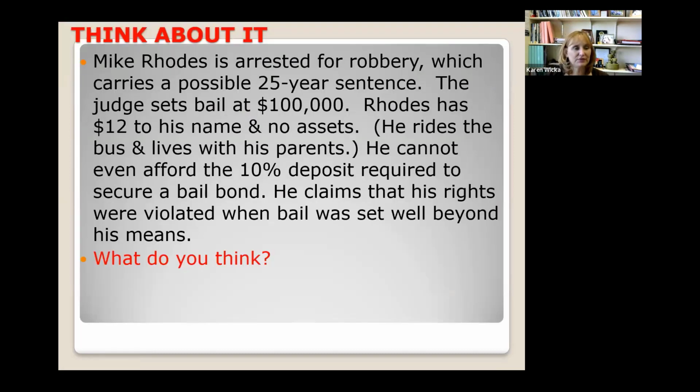So think about this. Mike Rhodes is arrested for robbery, carrying a possible 25-year sentence. The jail sets bail at $100,000. Rhodes has $12 to his name and no assets. He rides the bus and lives with his parents. He cannot even afford the 10% deposit required to get a loan from the bail bondsman. He claims that his rights were violated when the bail was set beyond his ability to pay. So what do you think?